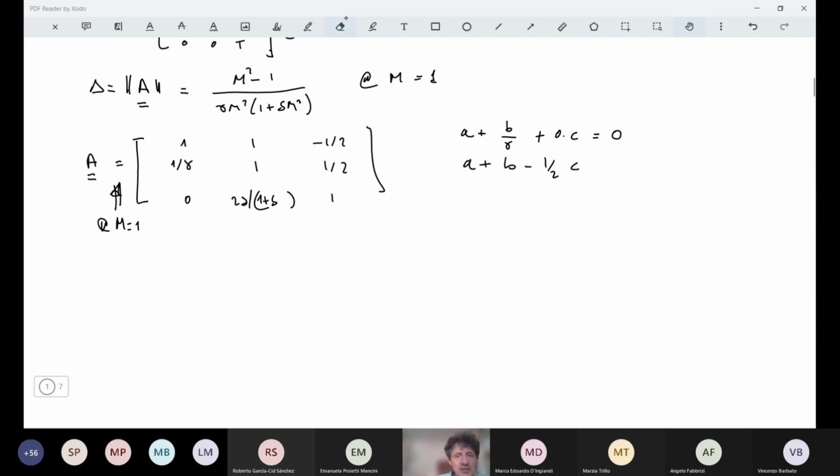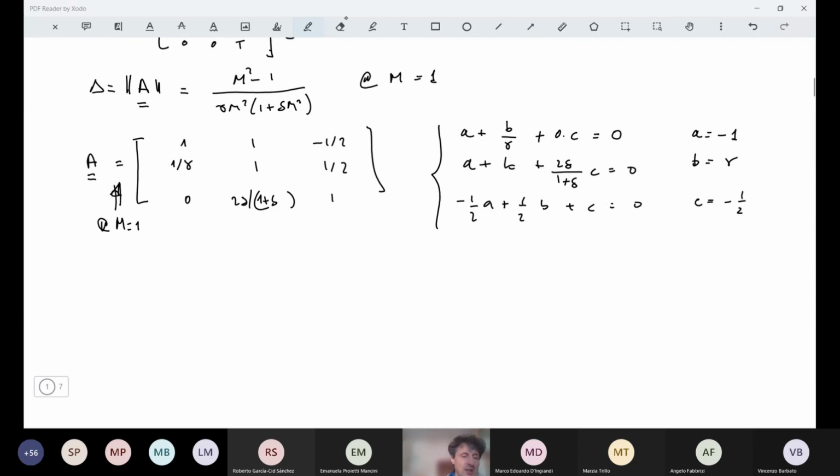No, I'm not going vertically. a plus b plus 2 delta over 1 plus delta c equal to 0, and minus 1/2 a plus 1/2 b plus c equal to 0. Of course this is a homogeneous system, so I can find a solution assigning, for instance, a equal to 1, and I see from the first equation that b must be equal to gamma, and from, for instance, the third equation, I can find that c must be equal to minus 1/2 gamma plus 1.